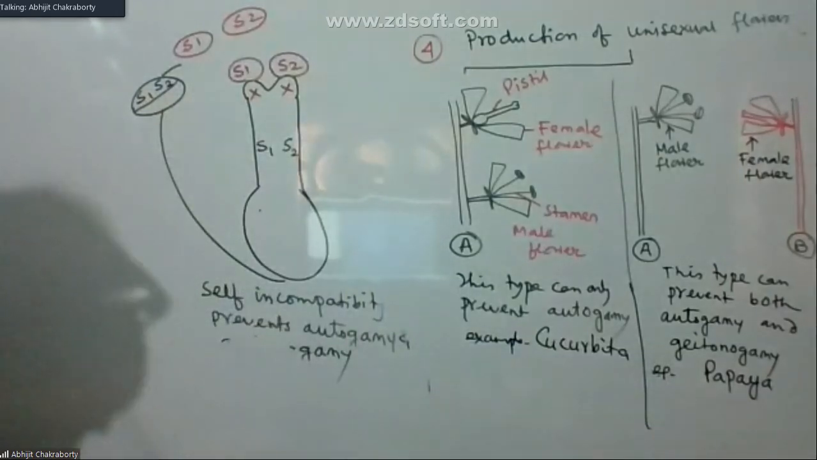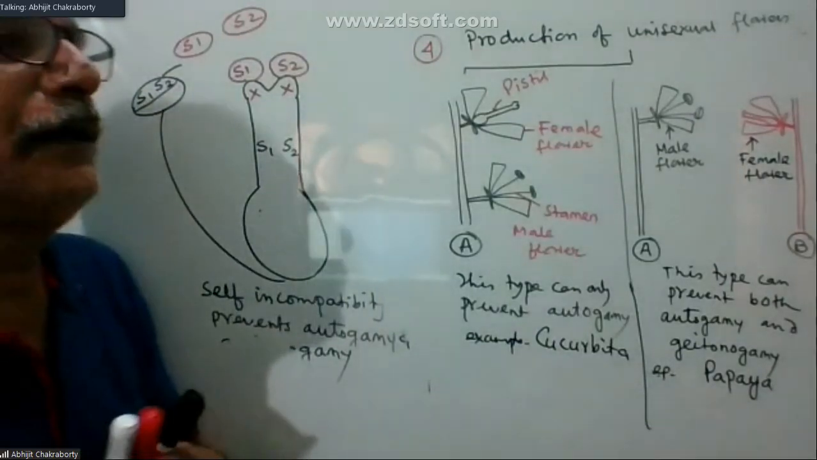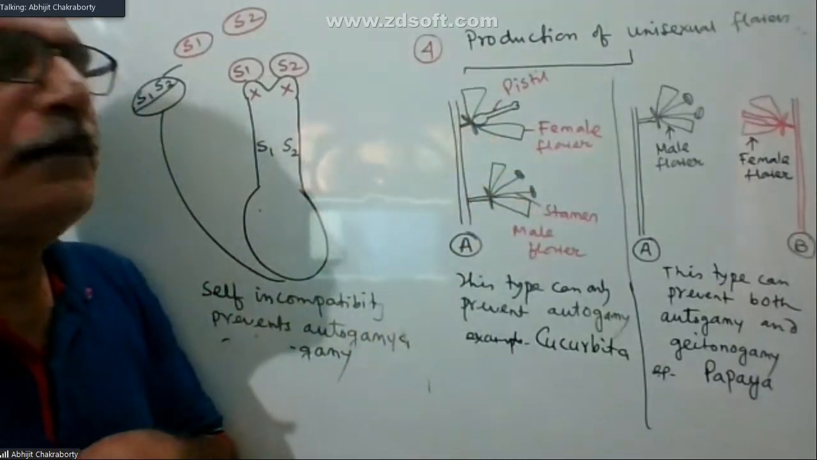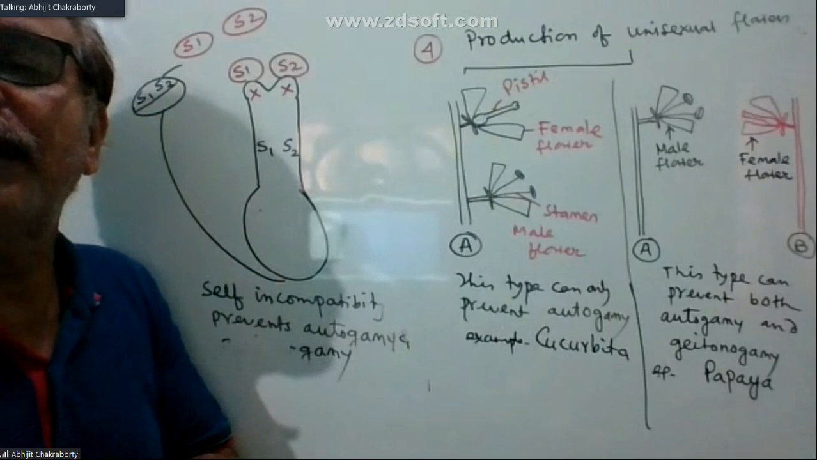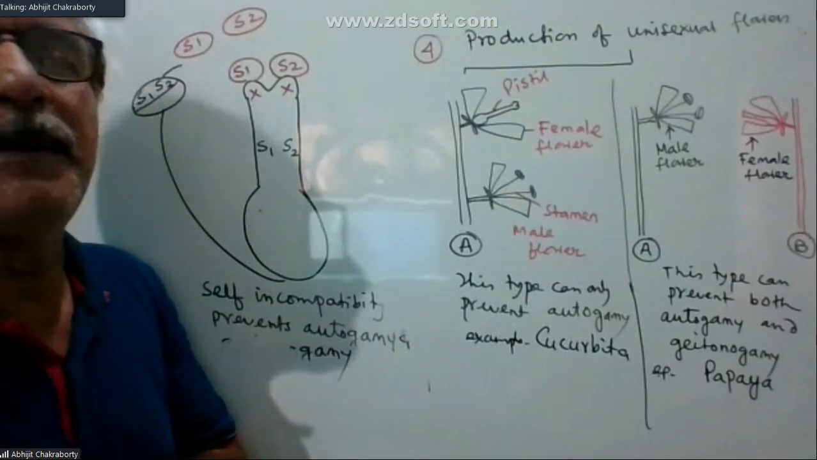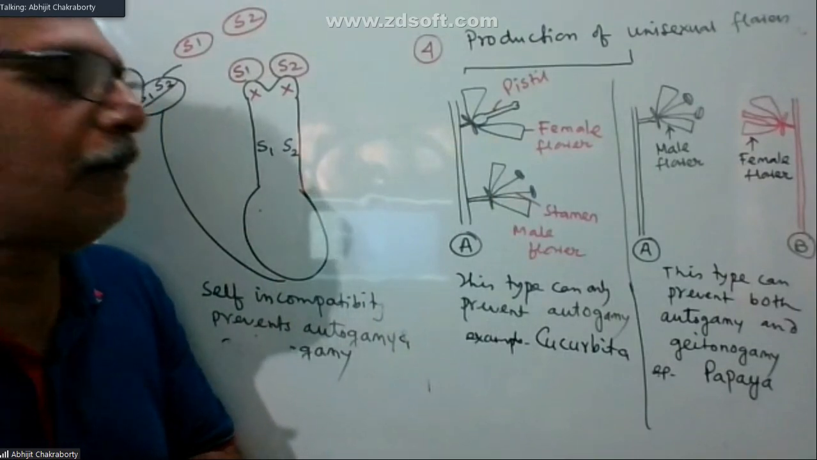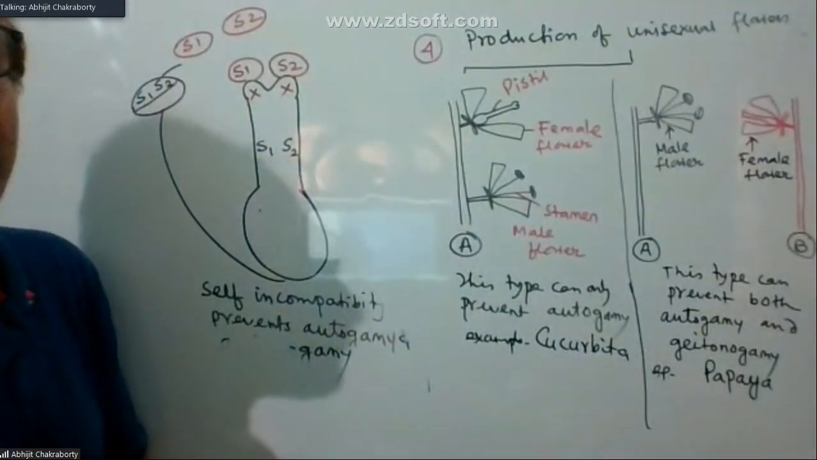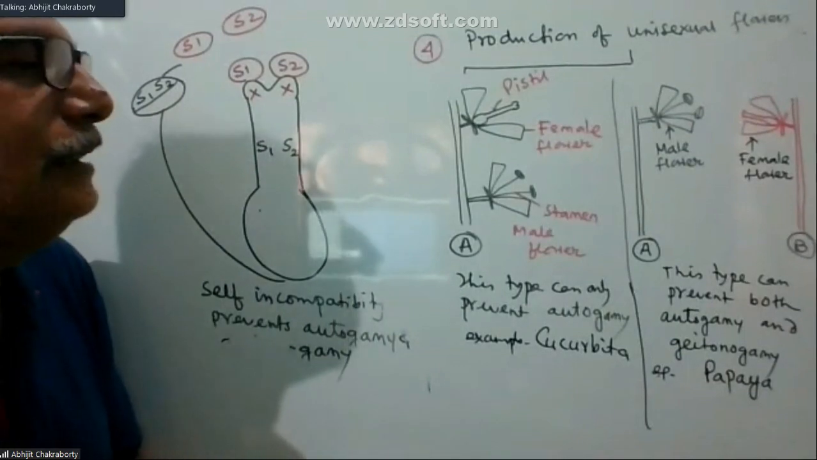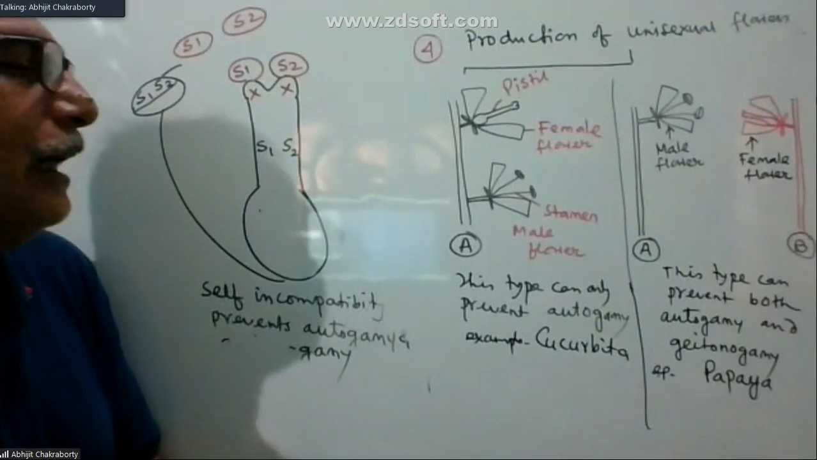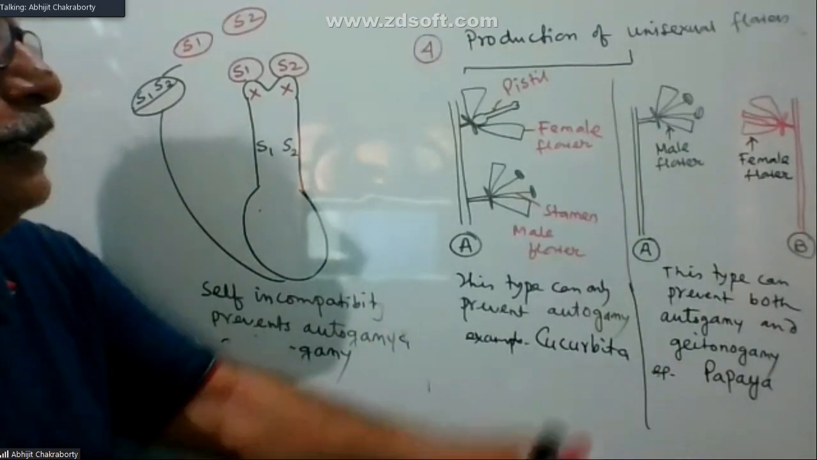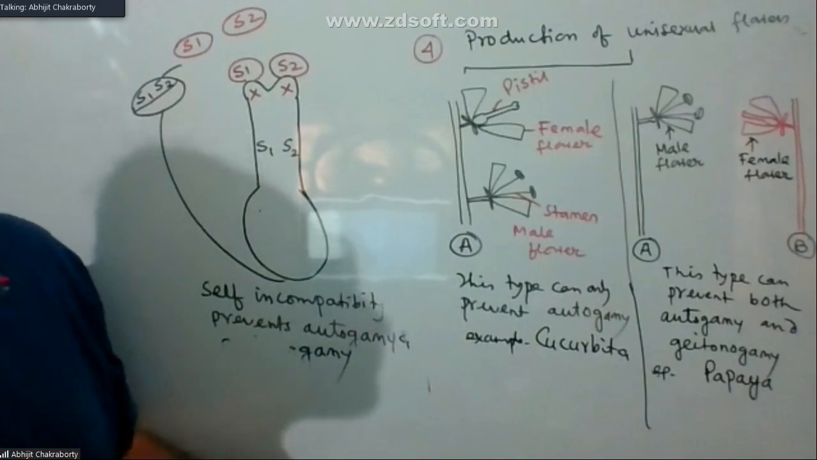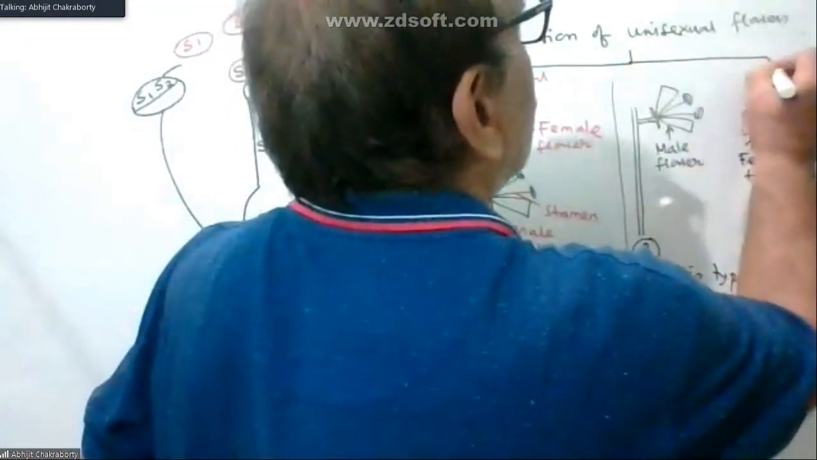Cucurbita. So in cucurbita, male and female flowers are produced in the same plant. So this is also unisexual flowers. But as male and female flowers are found in the same plant, autogamy can be prevented, but geitonogamy cannot be prevented. In this case, like papaya, male flowers are produced in one plant and female flowers in the other. And in this case, both autogamy and geitonogamy can be prevented. So the chance of variation is more in the second case. So this is about the production of unisexual flowers.